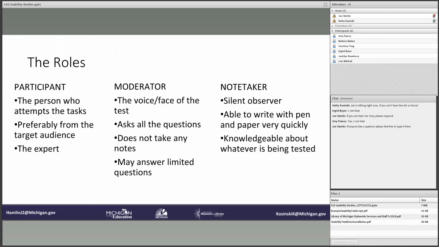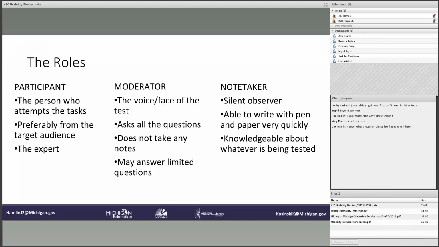And they may answer limited questions, and we'll get a little bit into that further on, but they're mostly there to just be the supporter and to run it and make sure it goes smoothly. The note taker is the silent observer. They should hopefully be able to write really quickly with pen and paper.